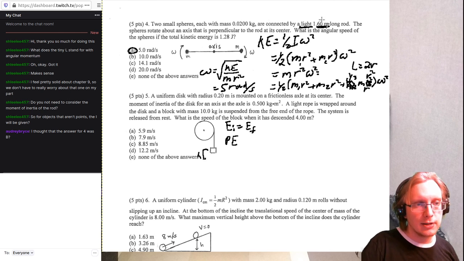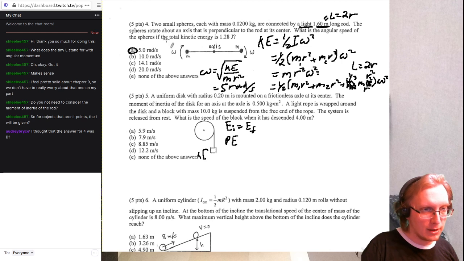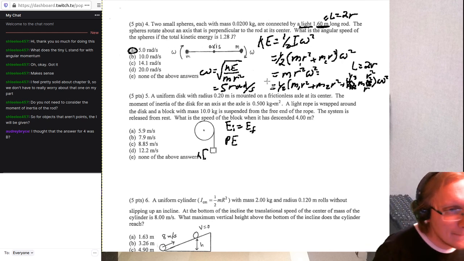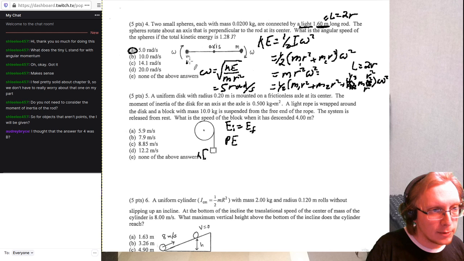This is L, which is 2R, which means that the R I put in here is not right. From here to here is 1.6, and that's not the value I need. I need the value from here to here, which is 0.8. And that was here.